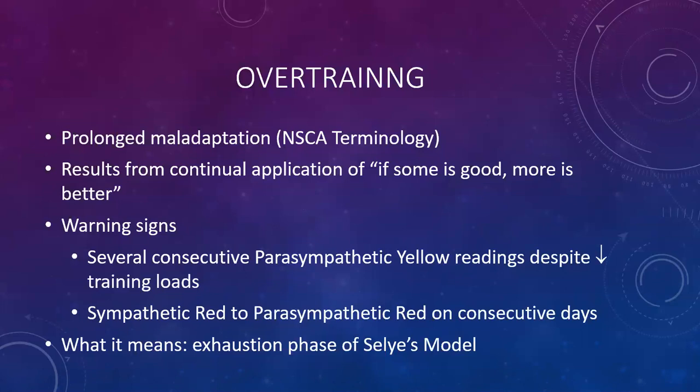And then Tuesday, we're sympathetic red. Wednesday, our body flips the switch, and now we're parasympathetic red. Now my body is giving up. That workout was so hard on Monday that on Wednesday, my body says, no mas, throws up its hands and says, I need a rest.